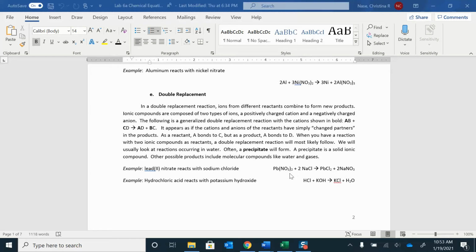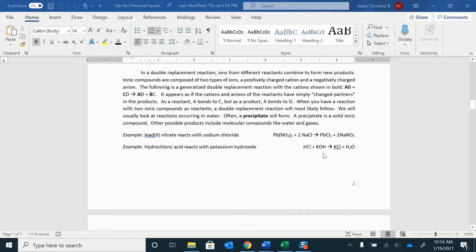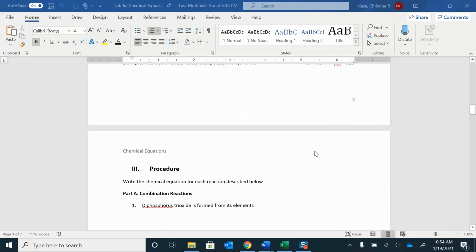So don't just blindly copy this 2 over here. See how there's no 2 over there? Because there's a 2 here because I have lead 2+, so I need 2 nitrate ions here. Sodium is a +1 charge over here, so I only need 1 nitrate ion to balance that out. Then I balance the total number of ions with the coefficient out in front. But I don't want to just copy over, parentheses 2 here. That wouldn't be right, because that would not be a neutral compound. When you're forming ionic compounds, you want them to be neutral. It's the same thing here. You just did a double replacement reaction.